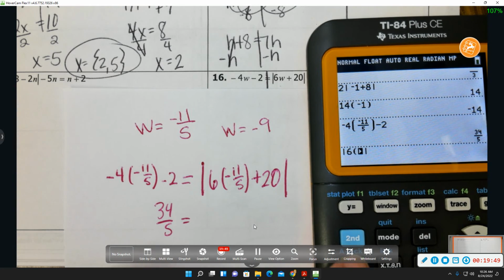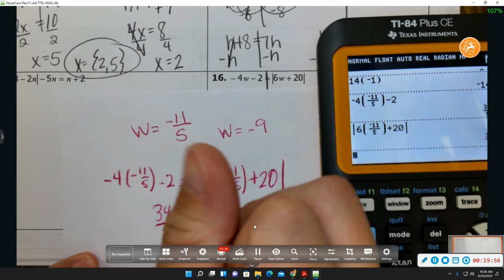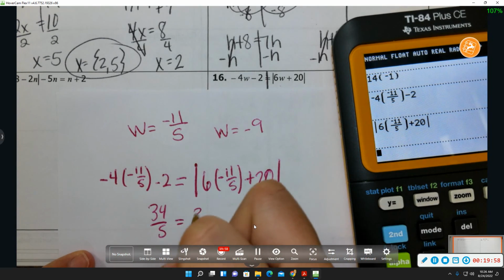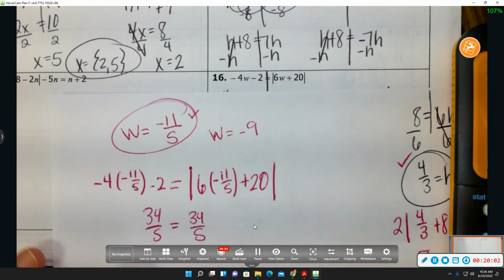6 times -11/5 plus 20. Okay? And so I got the left side to be 34 over 5 and the right side, so yes, that works. So that is an answer.